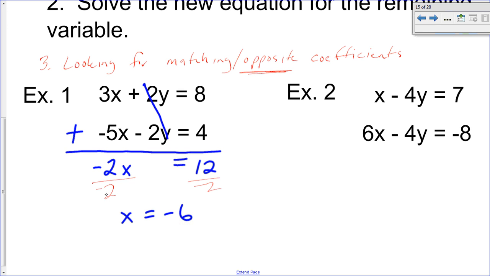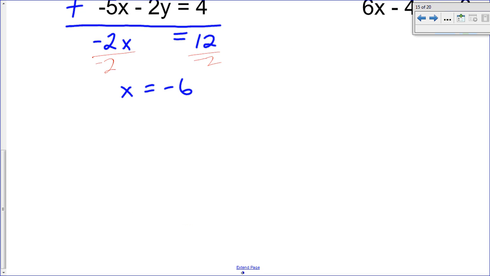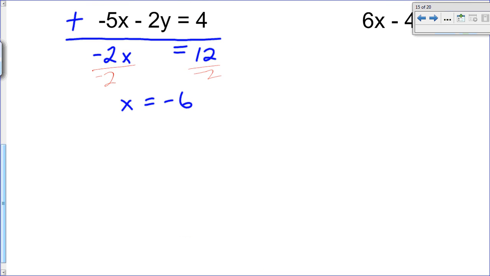Okay, well, once I have a value for x, I can go back to one of my original problems. It does not matter which problem, but if we work that idea of smarter, not harder than we need to, I want to get y. I'm going to use the first one because it's positive. So we have 3, I believe it was 3. Yep. So 3 times my x value, which was negative 6, plus 2y will equal 8.